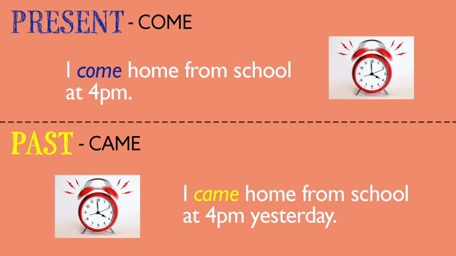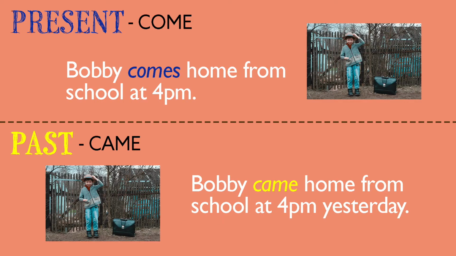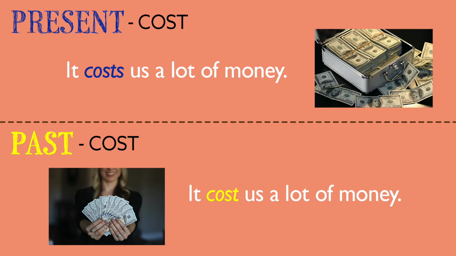Come. I come home from school at 4 p.m. Came. I came home from school at 4 p.m. yesterday. Come. Bobby comes home from school at 4 p.m. Came. Bobby came home from school at 4 p.m. yesterday. Cost. It costs us a lot of money. Cost. It costs us a lot of money.